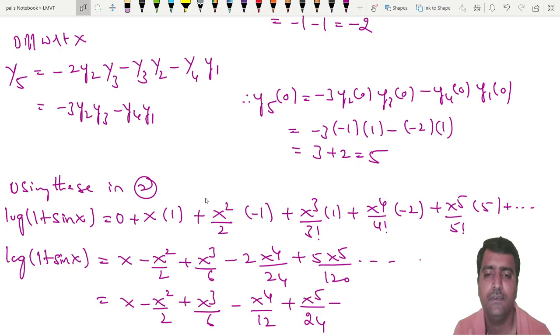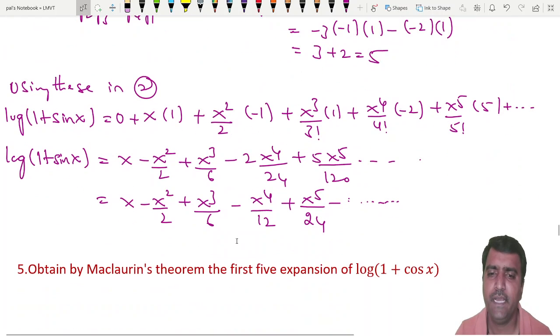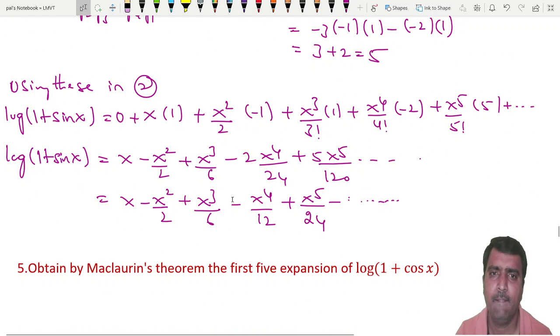It is difficult to guess that one, because initially we have 2 threes are 6, like that. It is not possible to guess like that. So if you want to write it, you find it and substitute there. We don't know whether the x to the power 6 term is over 48 or something else. So like this we can expand the given functions.